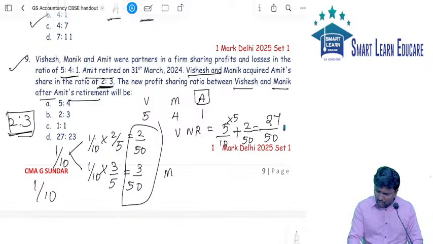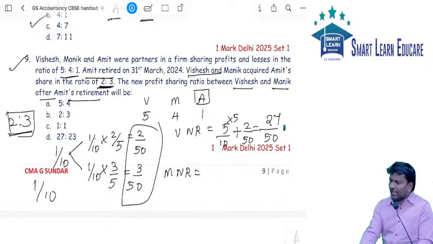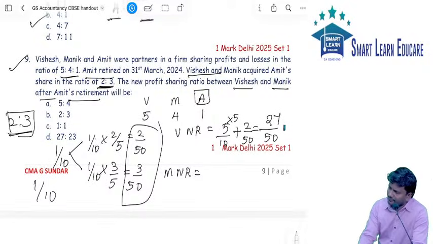Similarly, M's new ratio. What is the new ratio of M? It is the same calculation. If you understood the previous calculation, you tell me the calculation for M. V's calculation is the same as M's calculation. Tell me. Online, you also tell. I am asking for the calculation, not the answer.